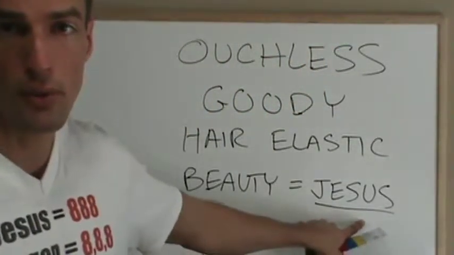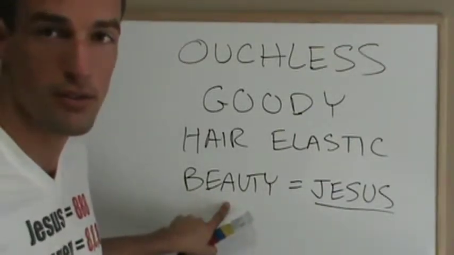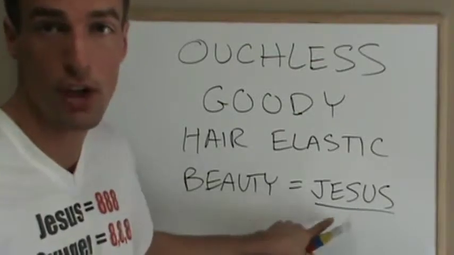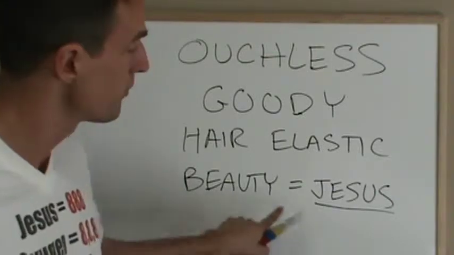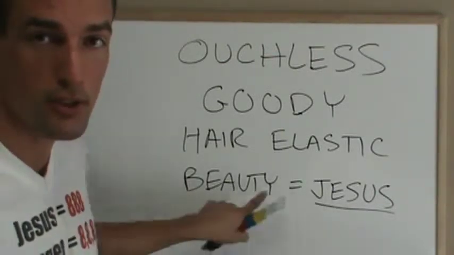Jesus takes the glory for the word beauty. Jesus equals beauty, equals Messiah, equals cross, equals gospel, equals the King. Beauty is a very expensive word. Jesus insists that he takes the glory for it. And that's how he does it, is using numbers.